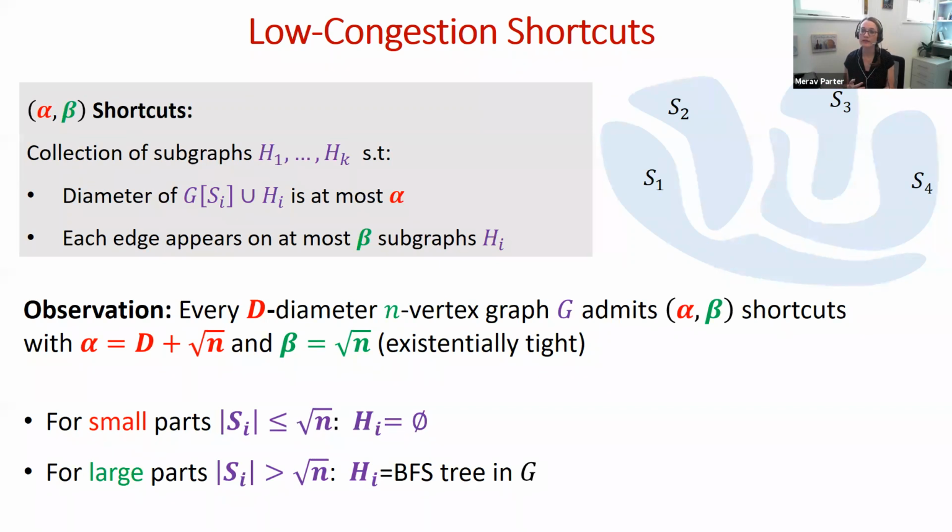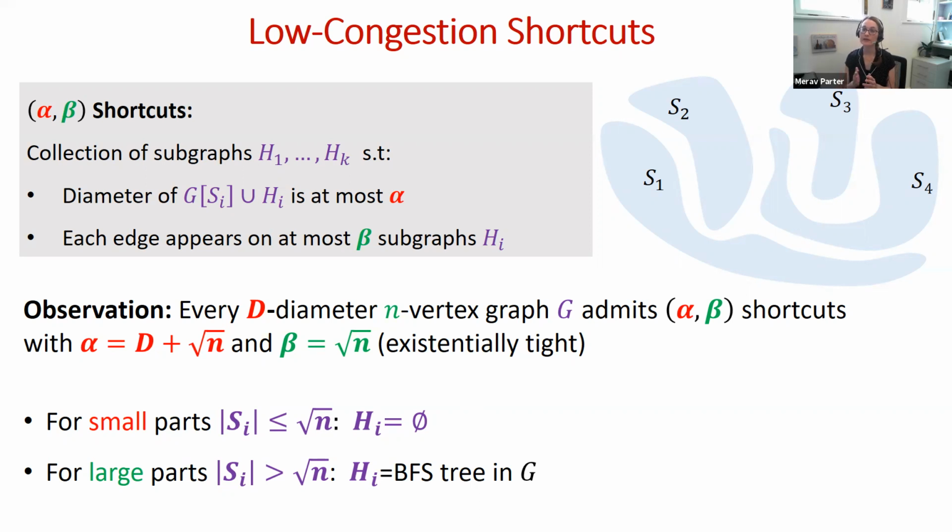For the small parts, you don't really need to provide any shortcut Hi, because just applying the computation on the induced graph G[Si], already that graph has diameter at most square root n, which is what we wish for. And then it is required to compute the Hi subgraphs only for the large parts, but then we have at most square root n many large parts. And for these parts, we can just take Hi to be the BFS tree in G. So every edge in the BFS tree gets used by at most square root n many subgraphs, and this is why beta is at most square root n, and the diameter for the small part is square root n, the diameter for the large part is d.